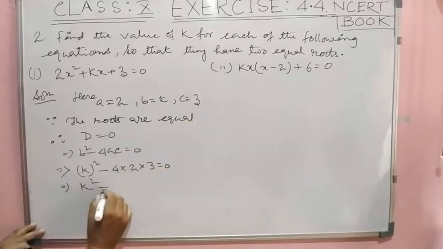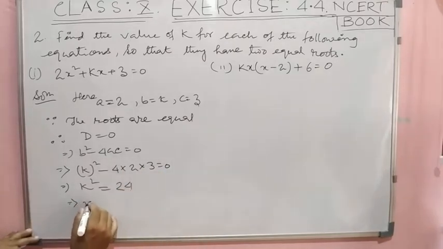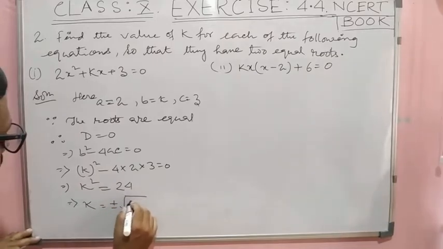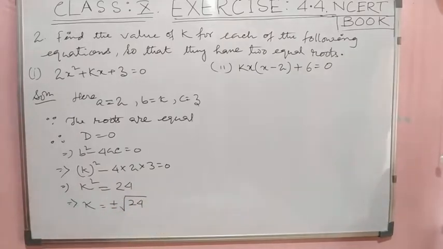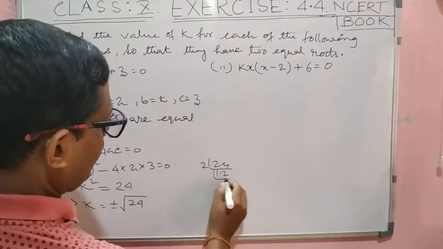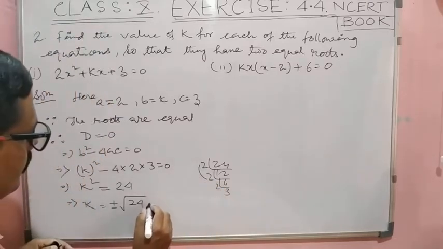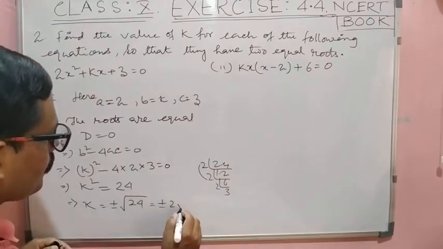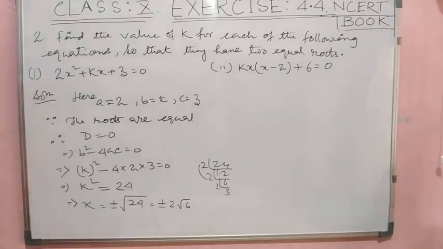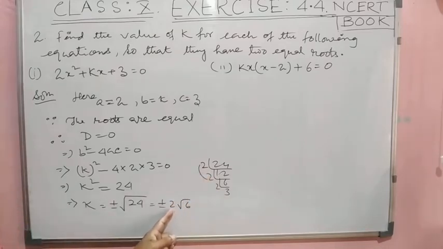This implies that k square equal to, transfer this side, it will be 24. This implies that k equal to plus minus root 24. If we calculate this, 24 can be written as 2 into 12, 2 into 6, 2 into 3. So here 2 square, so it will be plus minus 2 root 6, because the square root of 4 is 2, and the 6 will remain. So this is the value of k.